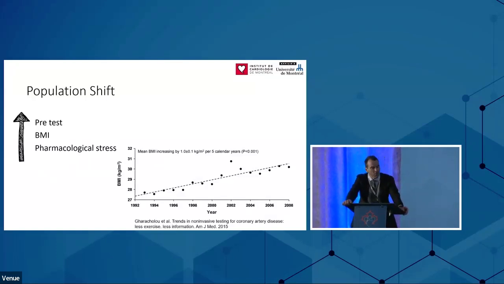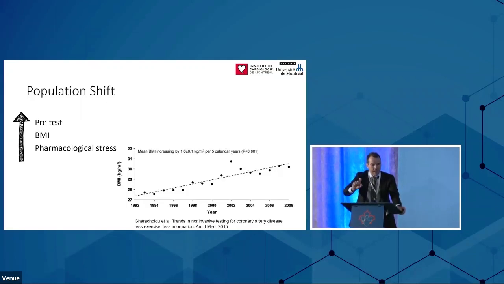We'll also have more pharmacological stress. And this is a trend we're seeing worldwide, more pharmacological stress. We know that if we're doing an exercise MPI, we have a good warranty period. We teach our residents that you have a very low risk, below 1% of events at one year. But there's the caveat that if you're doing a pharmacological stress, it's not working as well, right?